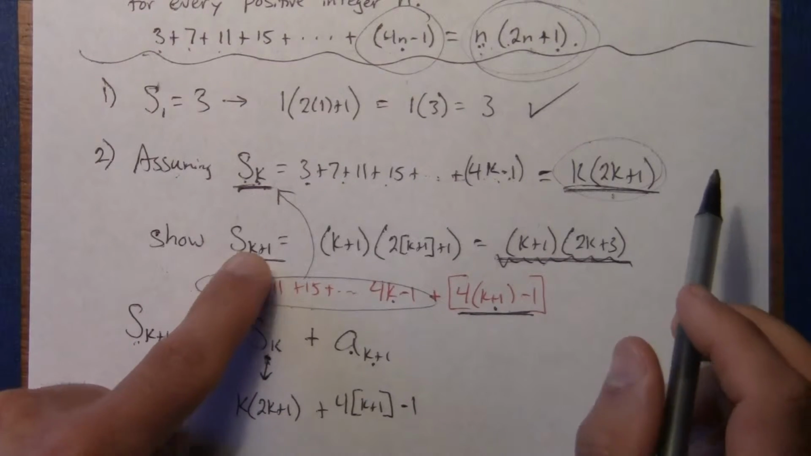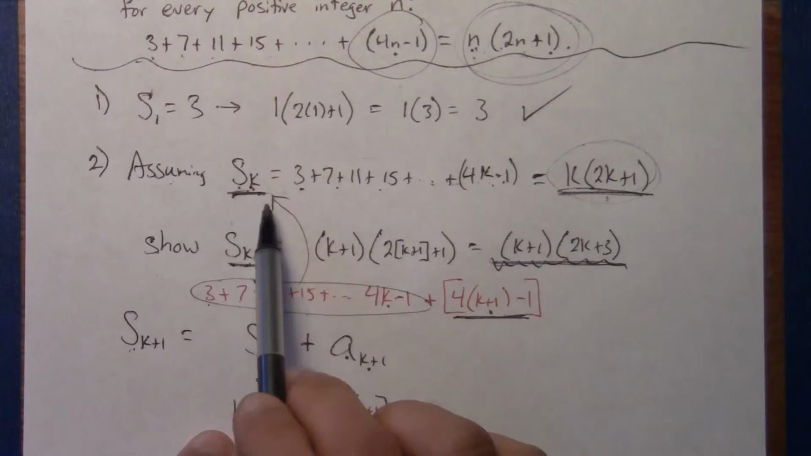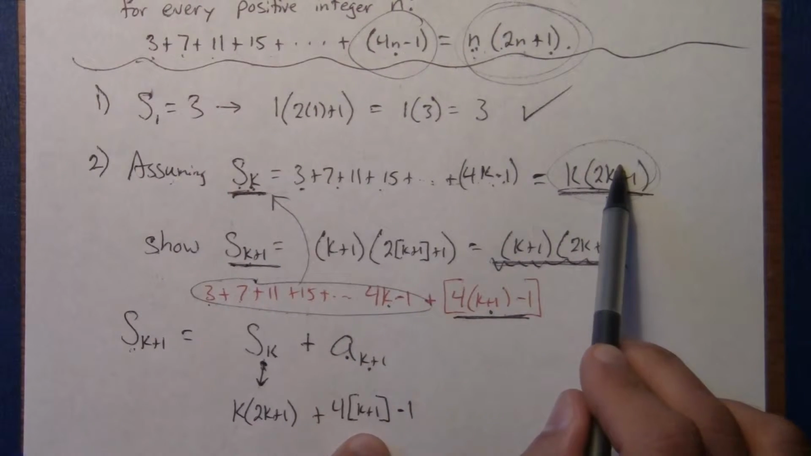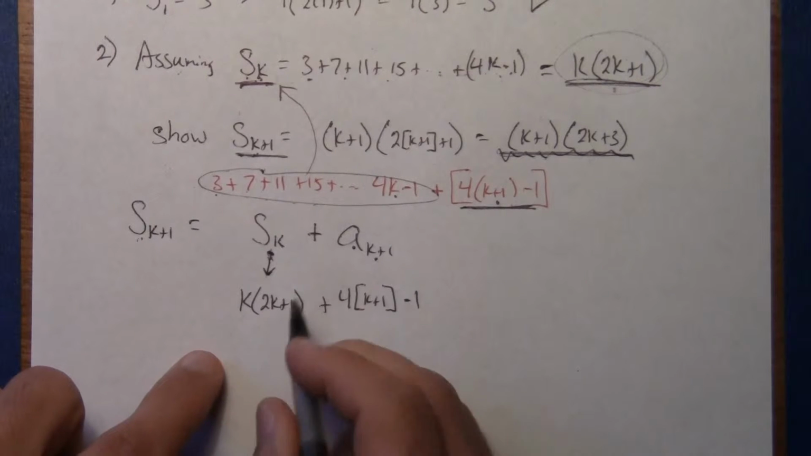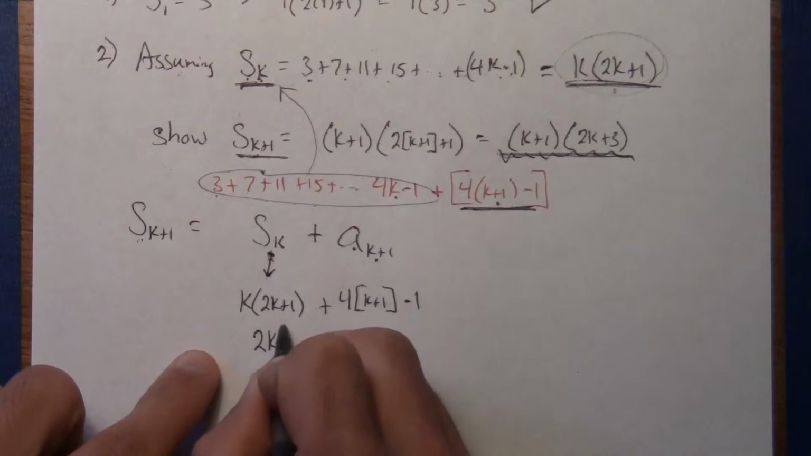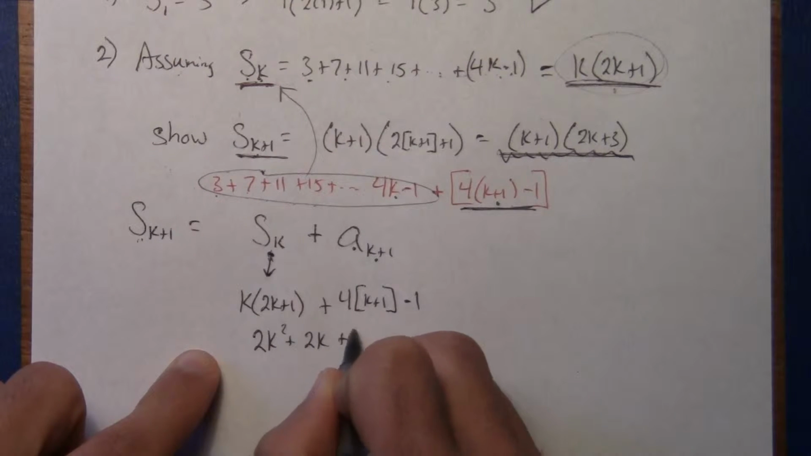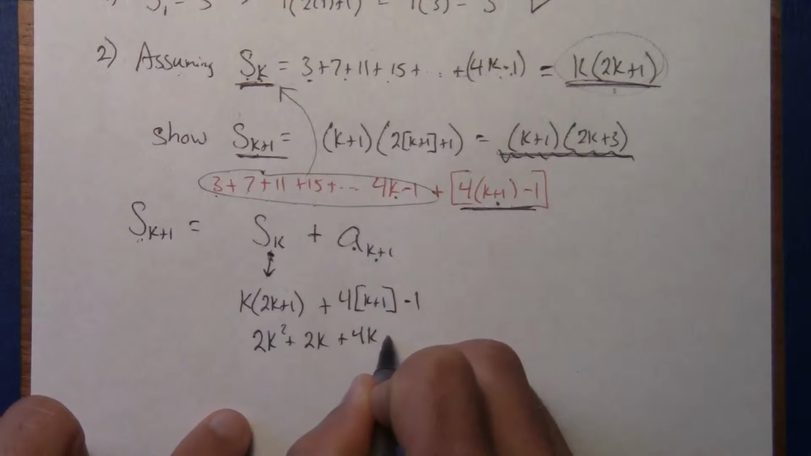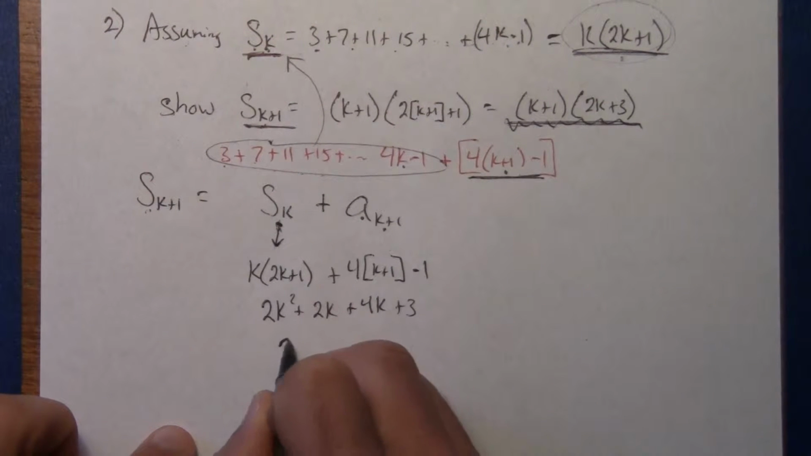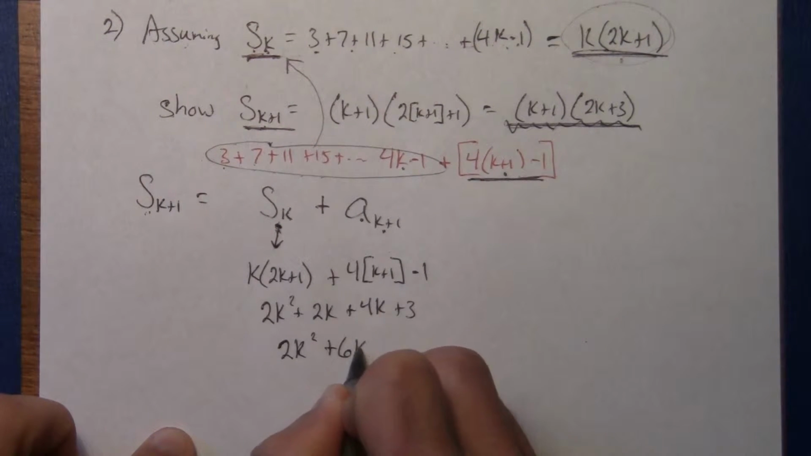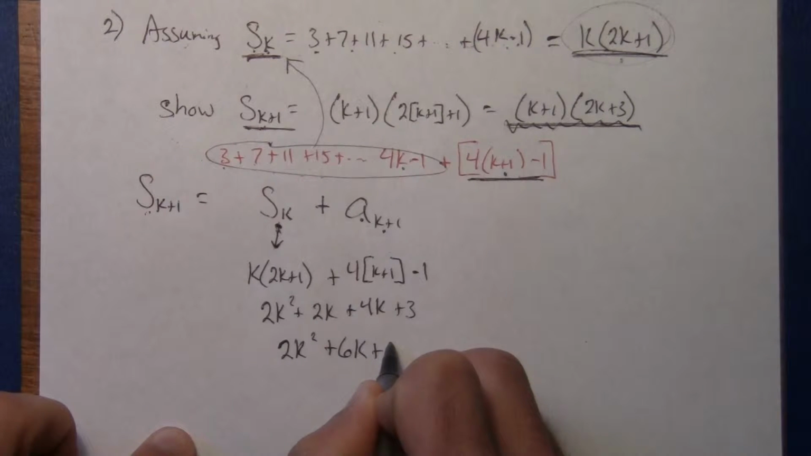And how do I get that? Well, I get that by adding the first k terms together, which would be this, and then adding the k plus 1 term onto it. So now if I simplify, distribute the k, I get 2k squared plus 2k. Distribute the 4 and simplify, I get 4k plus 4 minus 1, so plus 3. Combine like terms, I have 2k squared plus 6k plus 3.